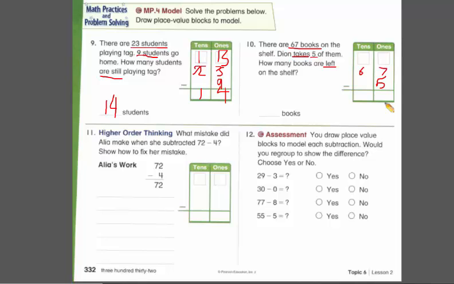Can I subtract 7 minus 5? Yes, I can. I have enough ones. 7 is greater than 5. So 7 take away 5 equals 2. So here no need to regroup. 6 will be 6. 6 minus nothing, minus 0 equals 6. So the answer is 62.